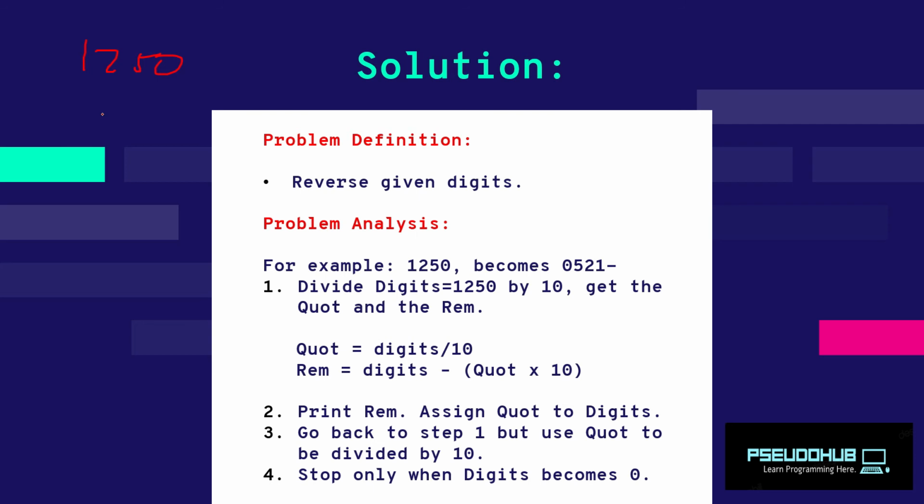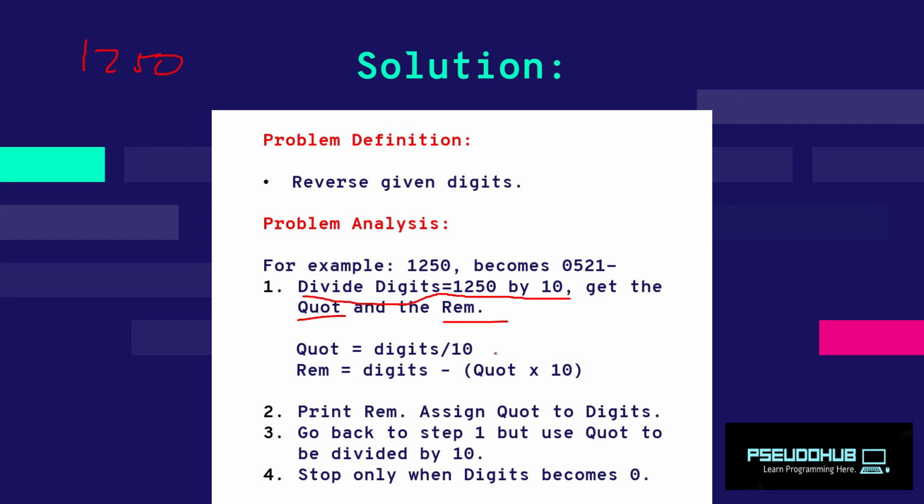And since I mentioned that we keep dividing by 10, meaning we have to use a loop. We repeat a statement a couple of times. So we make a loop solution. For the first solution, like I've mentioned, we divide the digit by 10. For example, the given digit is 1,250. Then we get the quotient and the remainder. It's very important to get both the quotient and the remainder.